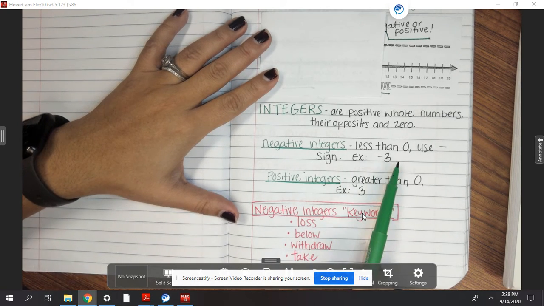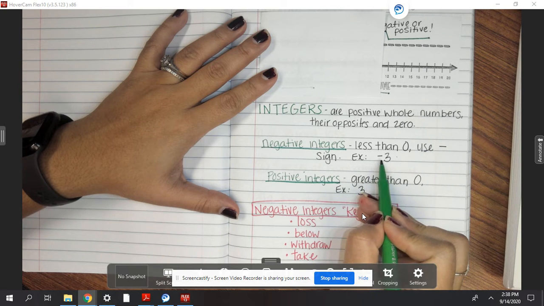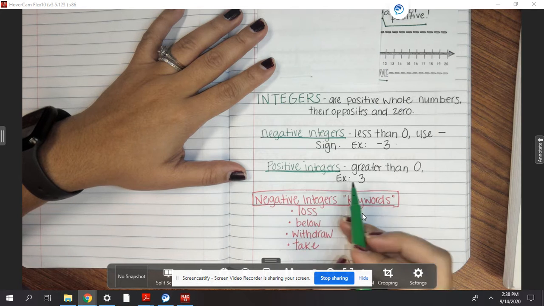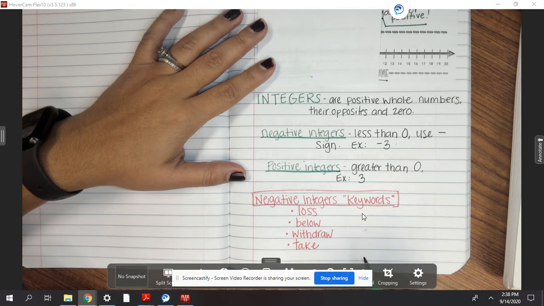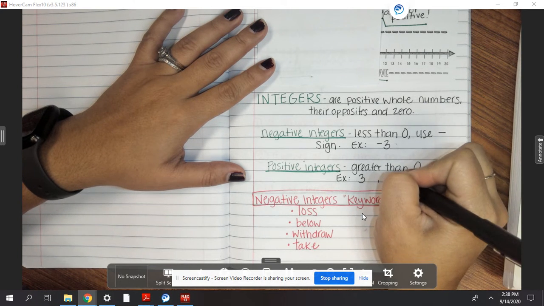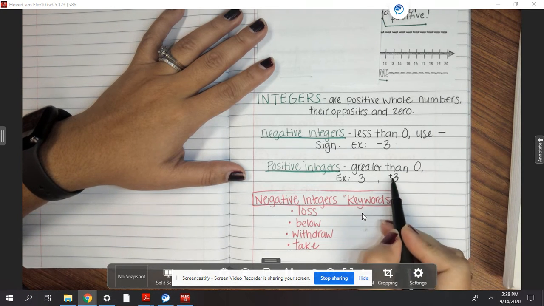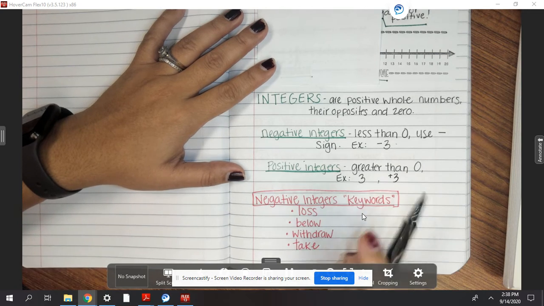Negative integers are numbers that are less than 0, and they use this negative symbol. So for example, this is how I would write -3. The next one we have are positive integers. Now those are integers that are greater than 0. For example, you would just write 3. Sometimes you might see that people write a +3. Technically you can do that, but we don't write it commonly, right? That's not really common. If it's 3, we know that it's a positive integer.